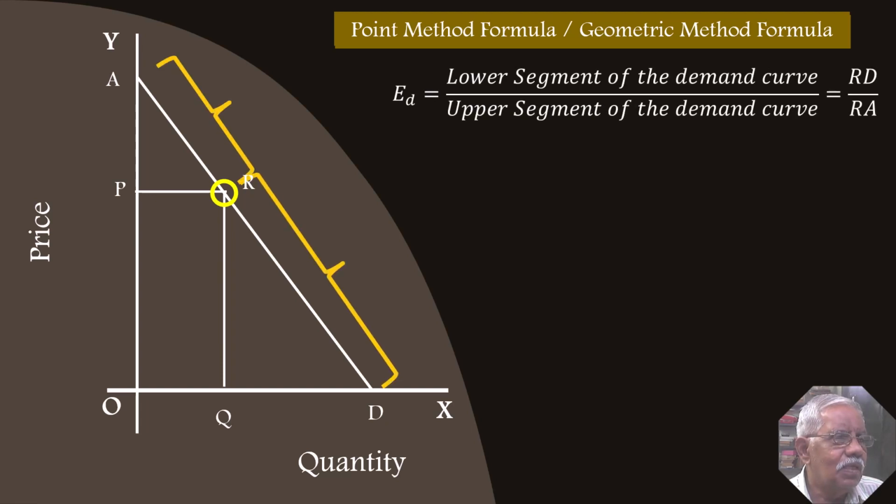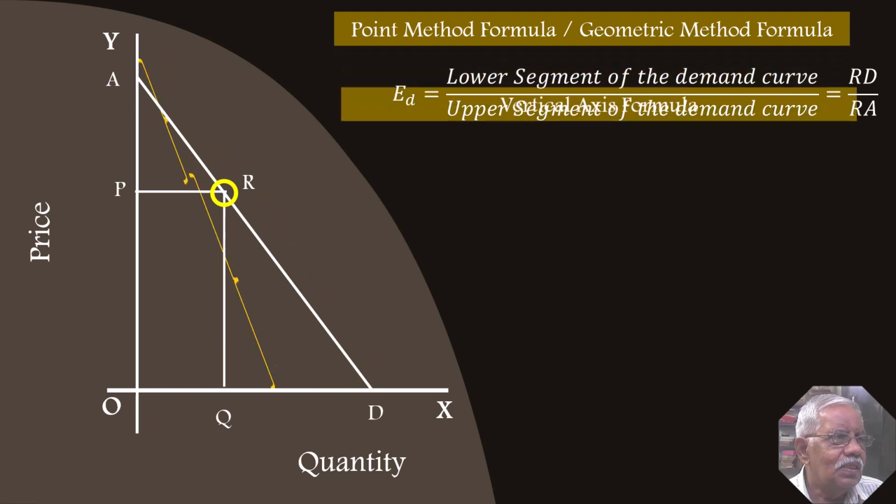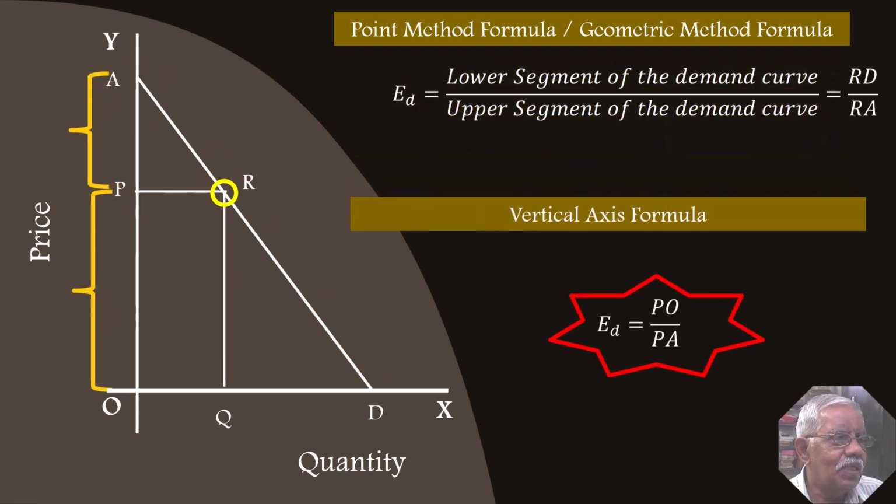Immediately we use the formula length of lower segment of the demand curve RD divided by the length of upper segment of the demand curve RA. Now, this is the vertical axis formula PO by PA. It is so simple. We can arrive at the same answer by using this formula. It is very useful in solving the already stated problems.